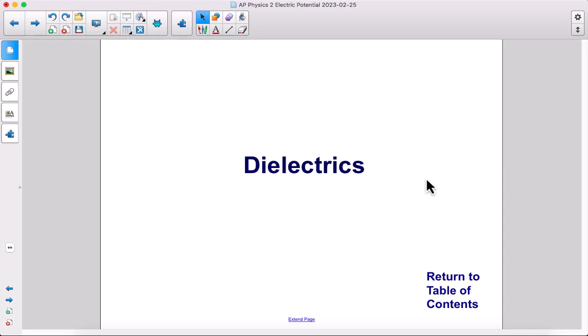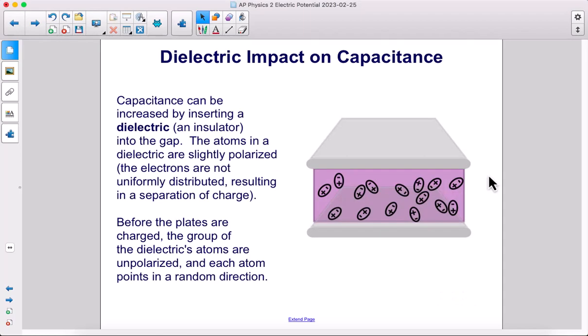Dielectrics. Capacitance can be increased by inserting a dielectric, or an insulator, into the gap. The atoms in a dielectric are slightly polarized. The electrons are not uniformly distributed, resulting in a separation of charge.